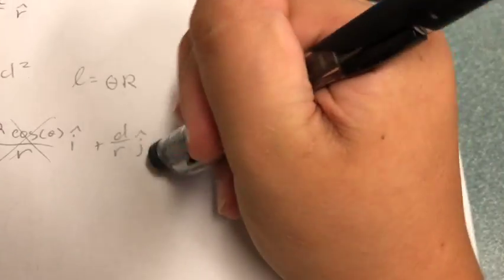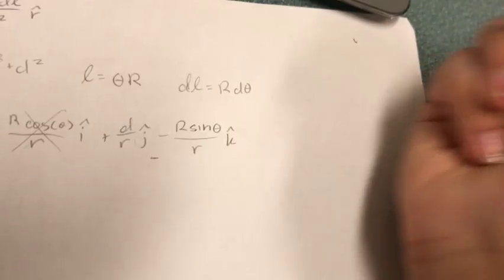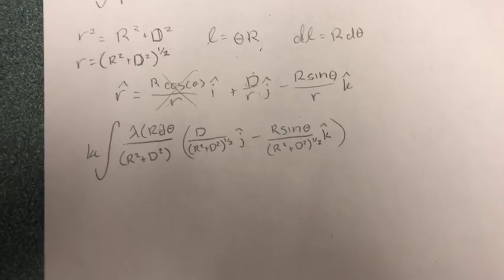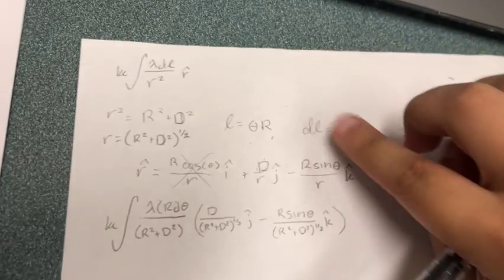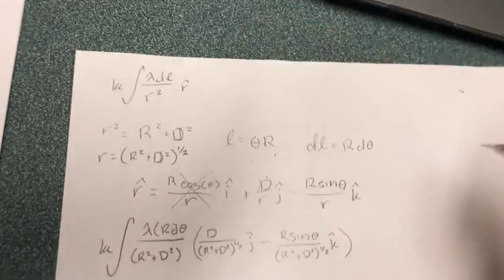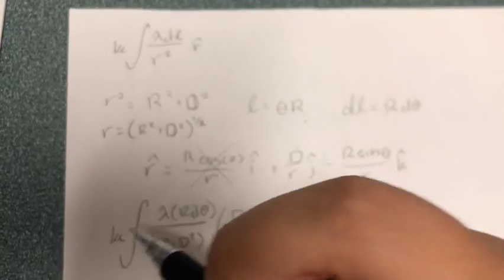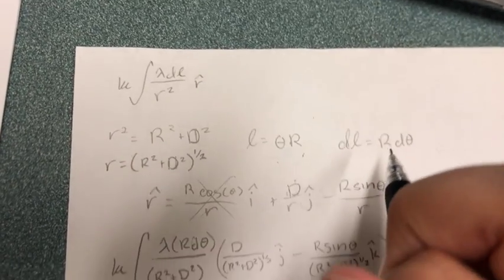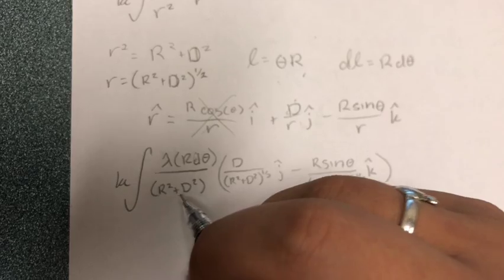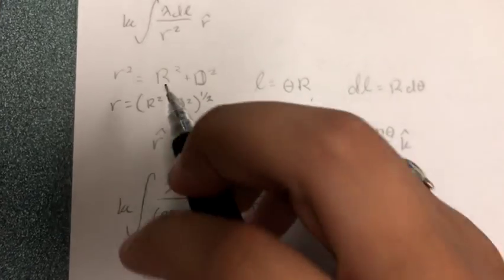Instead of plus y, it's going to be minus the k hat. So once we have all the values that we need now, we're going to plug them all back into here. Oop, I didn't close the parentheses. So our lambda stays the same, our ke stays the same. Then our dl, like we said up here, is going to equal our r d theta. Our r squared up here is going to be r squared plus d squared.